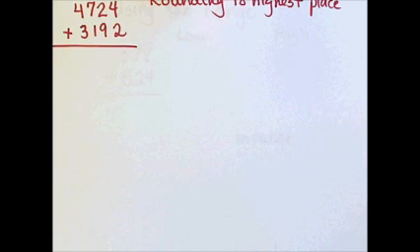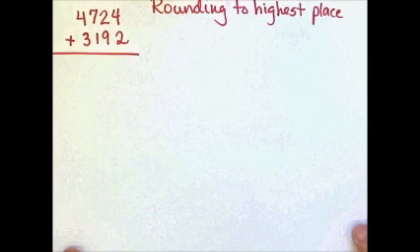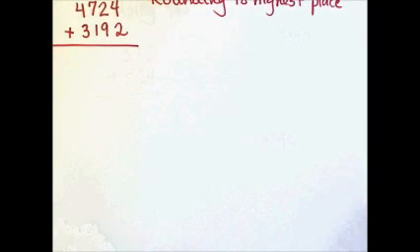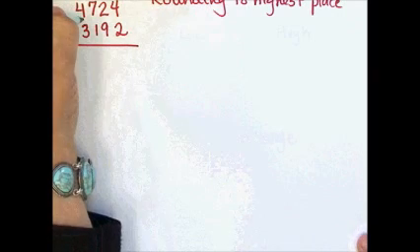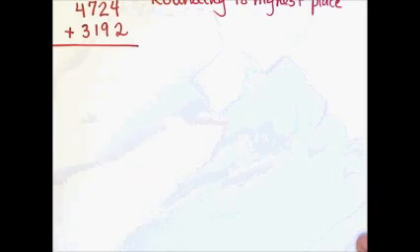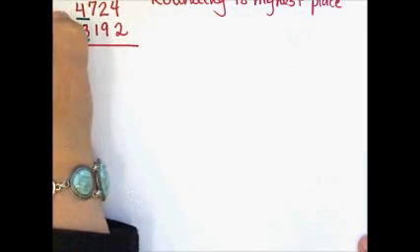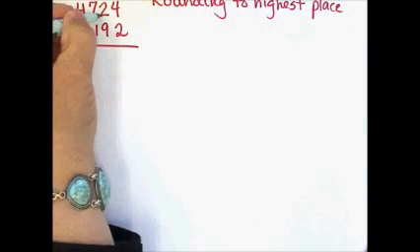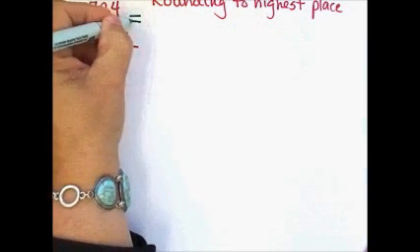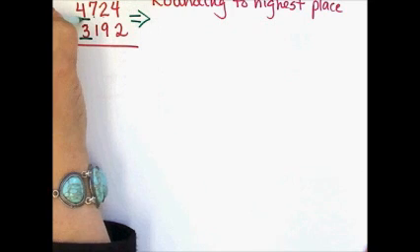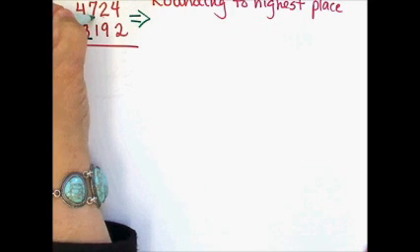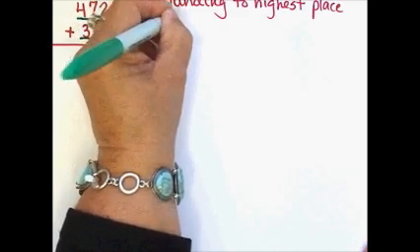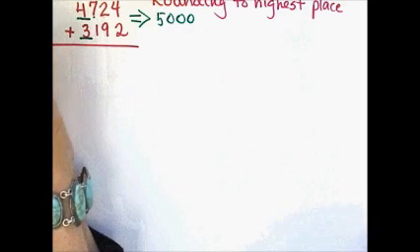Okay, rounding to the highest place is a great one too. What I mean by rounding to the highest place is not to always round up, but I'm looking at the highest place value that I have. So 4,724 to the highest place value would be to thousands, and that 7 rule says 5 or more, so it makes that closest to 5,000.